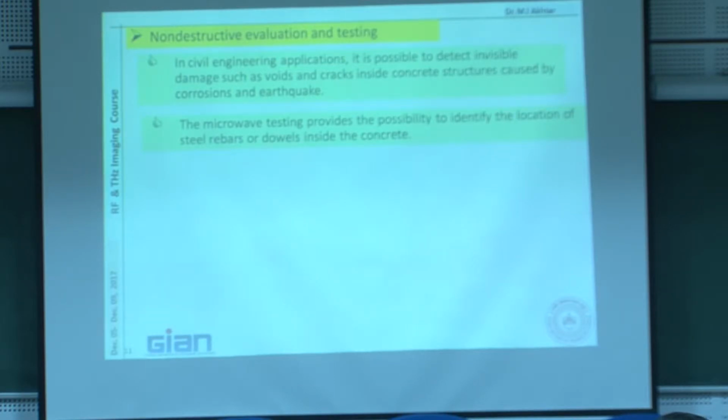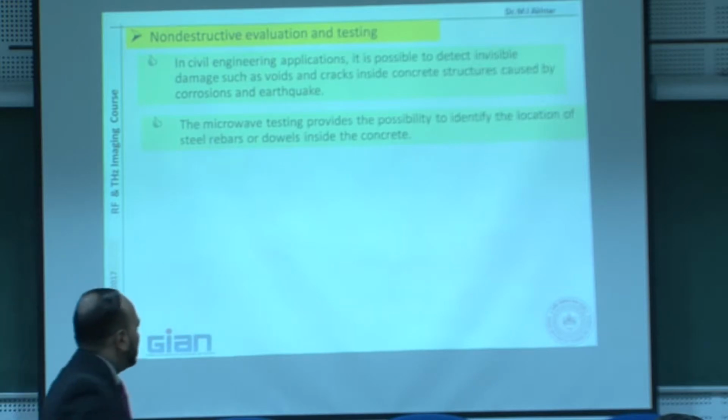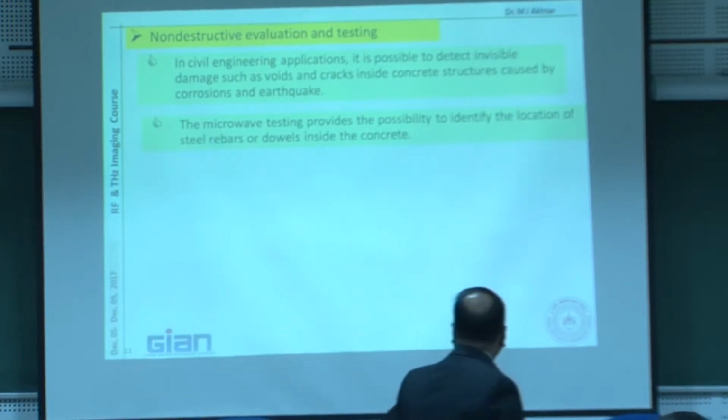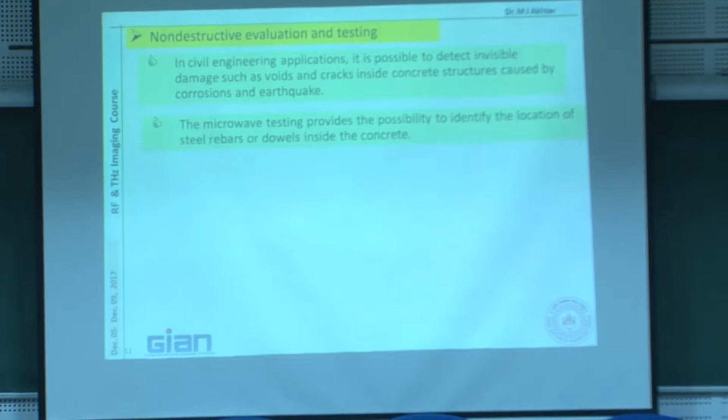If you use microwaves, or millimeter wave, it is more advantageous, because if you just go and scan the area, let's say using a simple millimeter wave antenna, you can see that wherever you have the metal bars, it will give you a very sharp response. That's also one of the possibilities. So you can find the location of the steel bars. All these things are possible using millimeter wave.